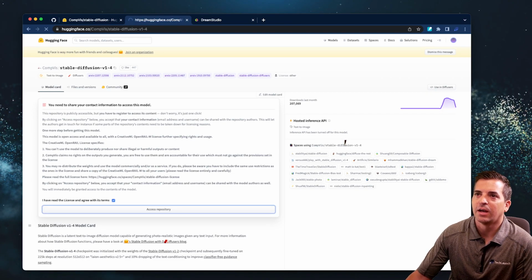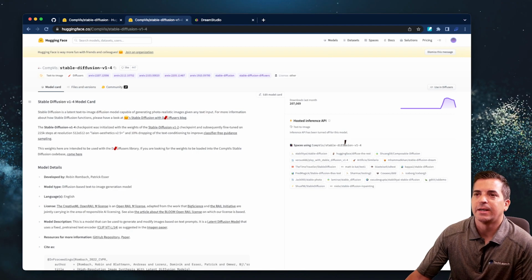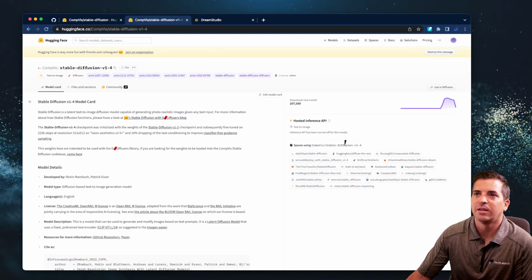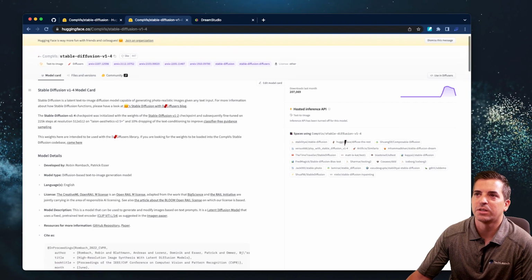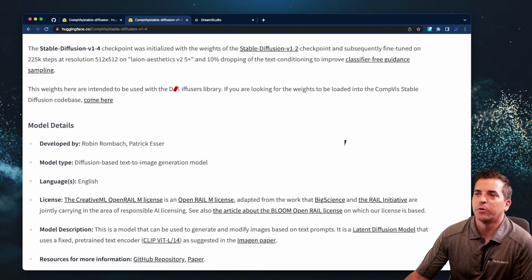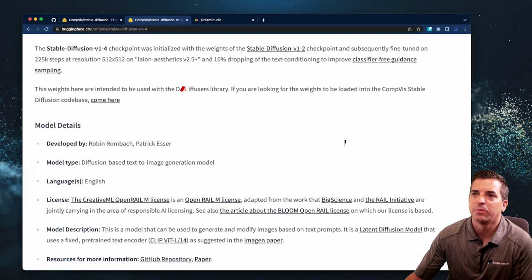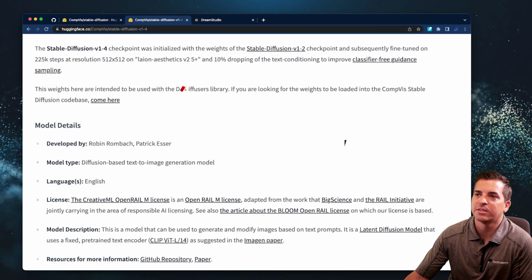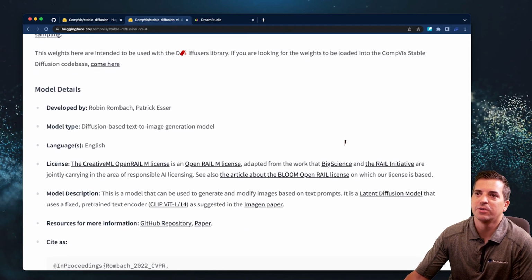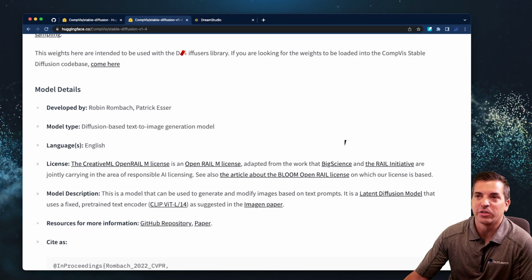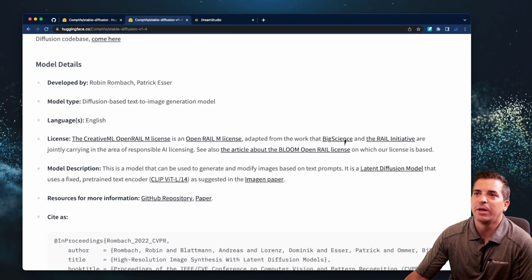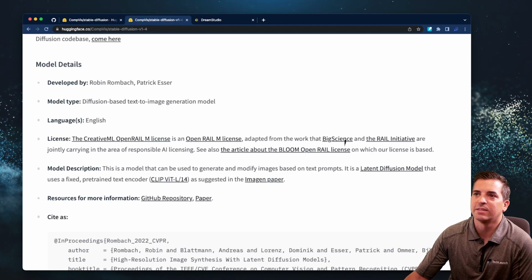So you can then access the repo and read some of the details around the model card for this particular instance. We'll just zoom right in. First of all, this was developed by Robin Rombach and Patrick Esser. The model type is a diffusion-based text-to-image generation model. It's English for now, at least. And it uses the CreativeML OpenRAIL-M license.